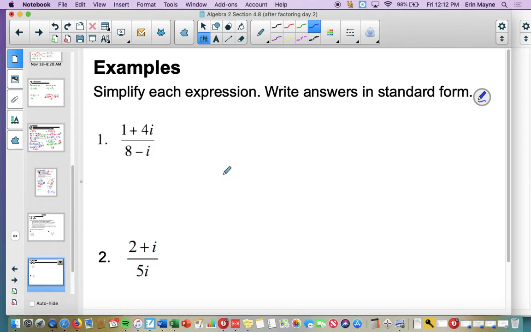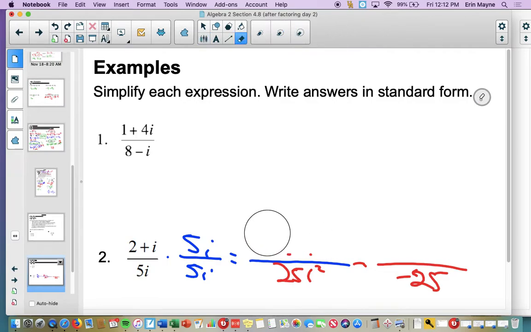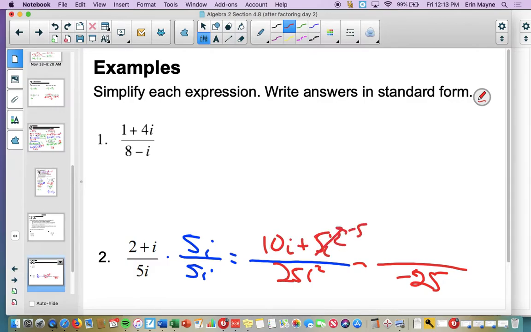Here we go. I'm going to go ahead and do this one first. And just to prove the point, you could actually multiply by just the exact same thing, since it's just the imaginary part and it's pure. I have 25i squared, and we know that's going to become negative 25. And on top, I have 10i plus 5i squared. We know this is negative 5. This is negative 5 plus 10i.